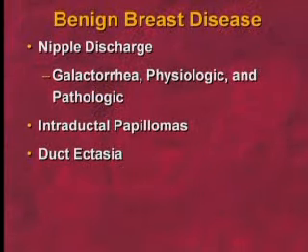A part of benign breast disease is certainly nipple discharge. Nipple discharge is of three types: galactorrhea, physiologic nipple discharge, and pathologic nipple discharge. Let's start with physiologic nipple discharge.